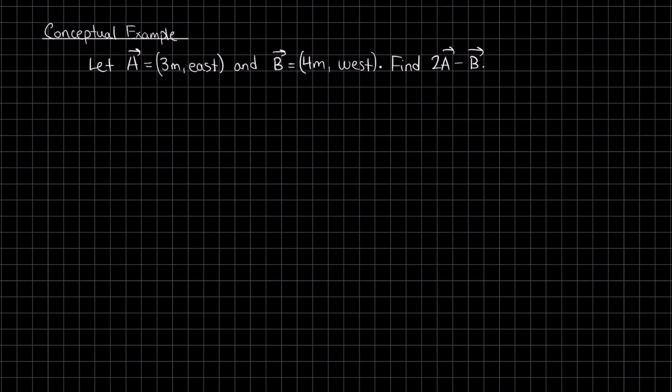Let's now apply what we've learned to a conceptual example. Suppose we have two vectors, A, which is 3 meters east, and vector B, which is 4 meters to the west. We want to find 2A minus B. Let's draw both of these vectors out. A would be 3 units to the right, and B is going to be 4 meters towards the west. The first part I'm going to realize is that vector subtraction can be rewritten as vector addition. So what I'm really going to add together is 2A, and I'm going to add negative B to that.